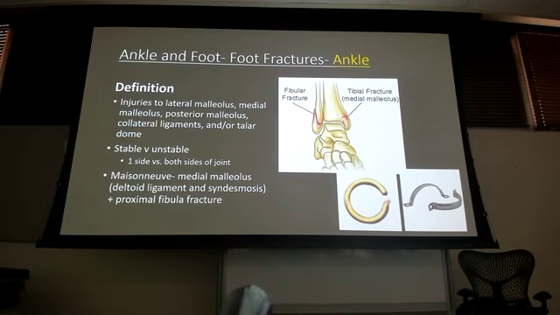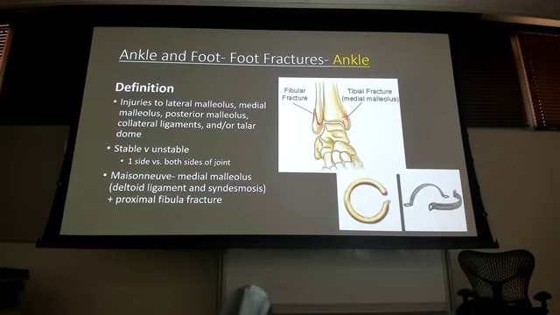We won't test you on the different types of fractures, the Webers and the type A's, but this is something to think about. Ortho uses those to help decide which ones may maintain integrity of that mortise. So stable versus unstable, just like a pelvic ring: if it involves both sides of the joint, it can be more concerning and unstable.